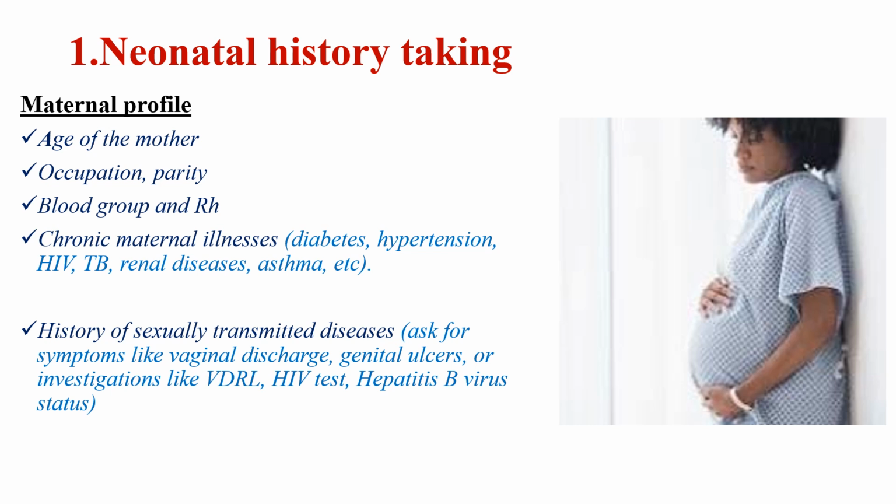Neonatal history taking starts from asking maternal profile, such as age of the mother, occupation, and also parity of the mother, blood group and RH status of the mother, any chronic medical maternal illness such as diabetes, hypertension, retroviral infection, renal disease, history of sexually transmitted disease such as syphilis, hepatitis B virus, and also HIV. Ask for symptoms like vaginal discharge, genital ulcers, or investigations like VDRL, PICT, and hepatitis B virus that was done during antenatal care.